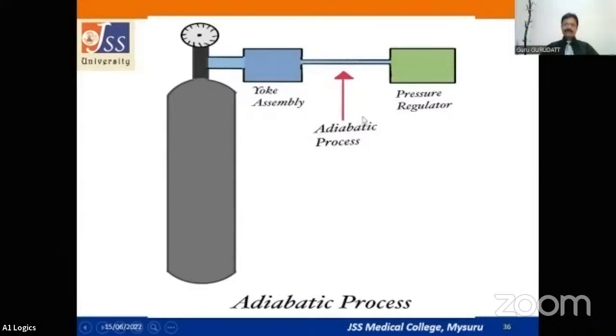They'll ask you about the adiabatic process also, and how you are going to open the cylinders. So you should open it very slowly. 3.5 rotations are required for these direct type of cylinders for the port to be completely open.